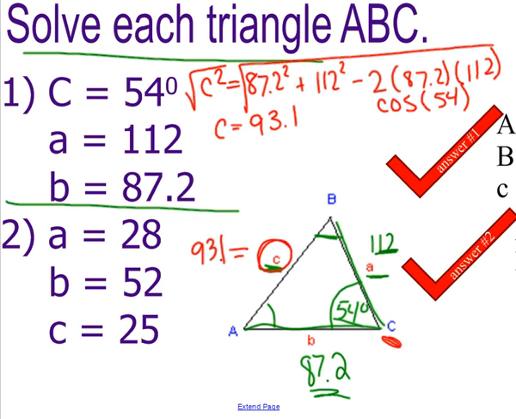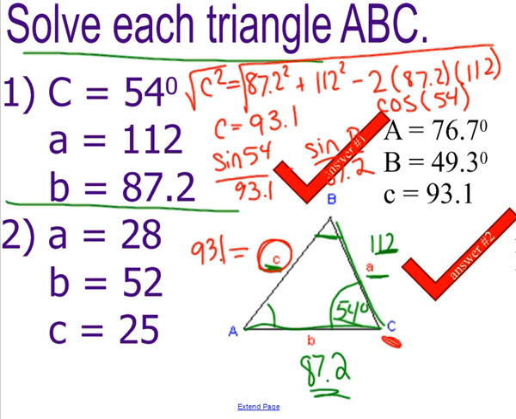We can then use law of sines to find either of the missing angles. So we'll set up sine of 54 degrees over 93.1 equals, yeah, either one of them. So sine of b over 87.2. We would cross multiply. We would eventually have to take the sine inverse to get b alone. And that would give us b is equal to 49.3 degrees. And then to get the last angle, we would use the fact that 180 degrees minus 49.3 minus 54 degrees is going to be equal to 76.7 degrees.